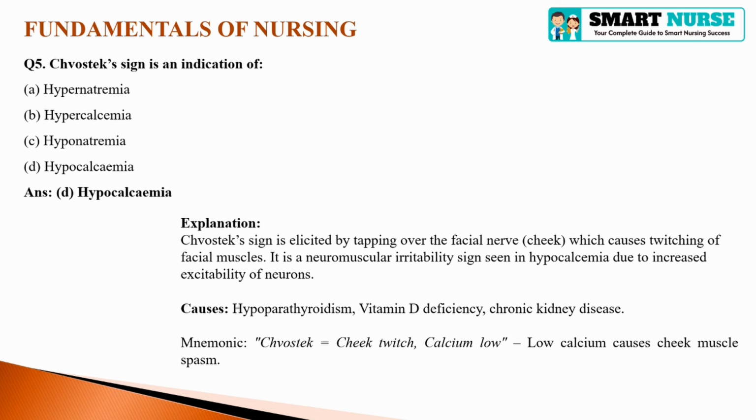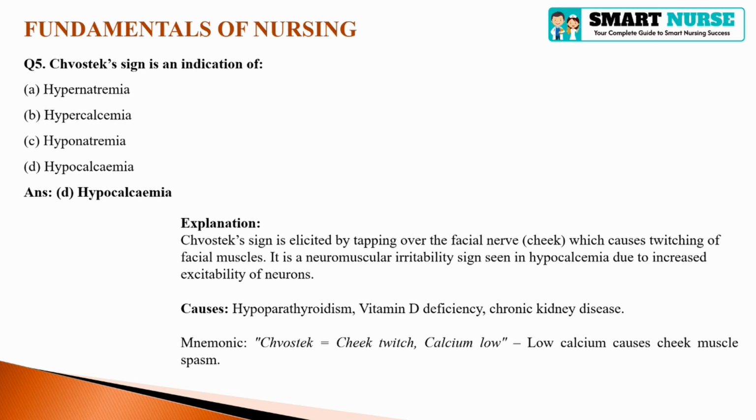So hypernatremia means an abnormally high concentration of sodium in the blood. It only indicates an increase in the sodium level in the blood. Hyperkalemia means the potassium in the blood is high. That is what we call a high potassium level in the blood, so we call it hyperkalemia.